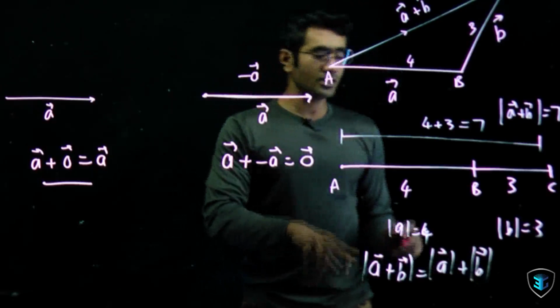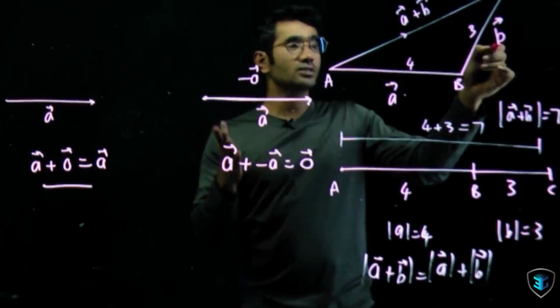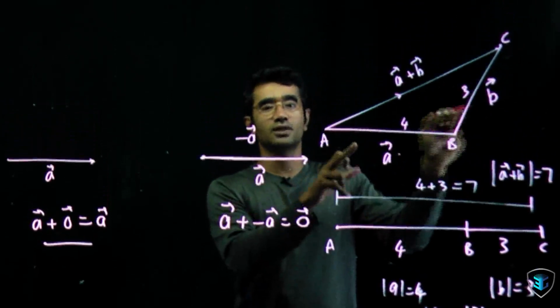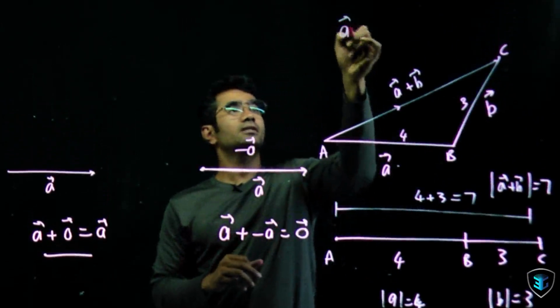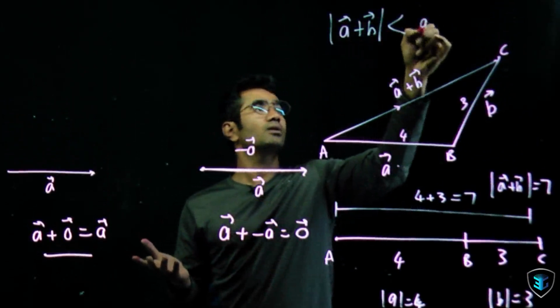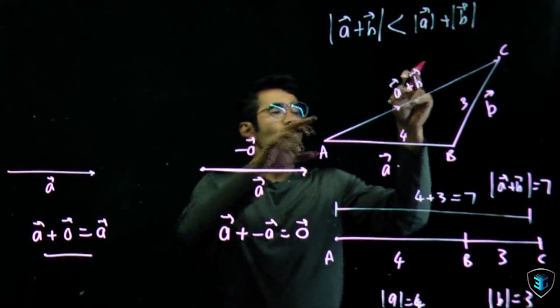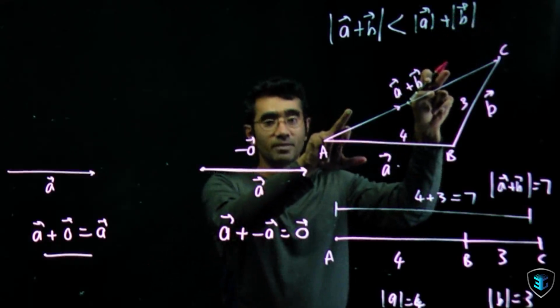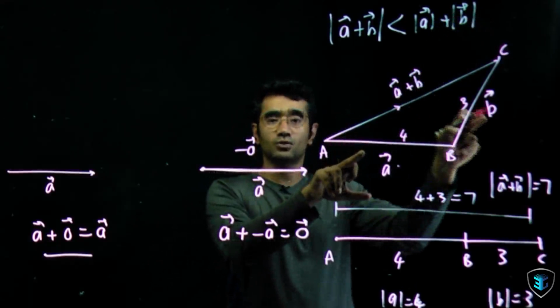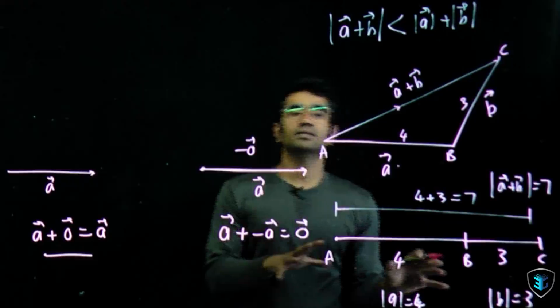Now, yes, if it is collinear. Otherwise, it is impossible that this would be equal to these two. In this case, the modulus of vector A plus vector B should always be less than the modulus of vector A plus the modulus of vector B, because one side in a triangle can never be equal to the sum of the other two sides, but in a straight line it's possible. So let's watch this in a graphic diagram.